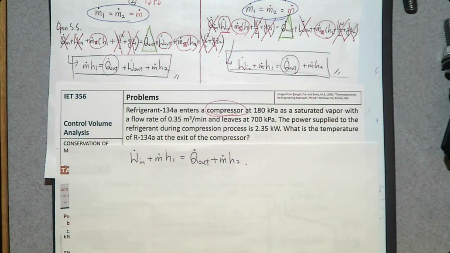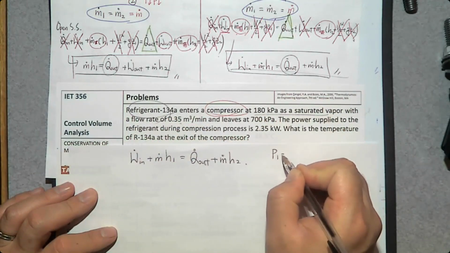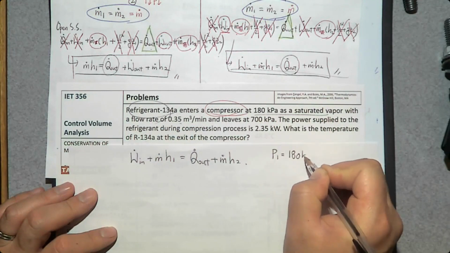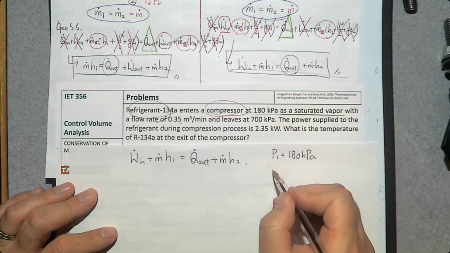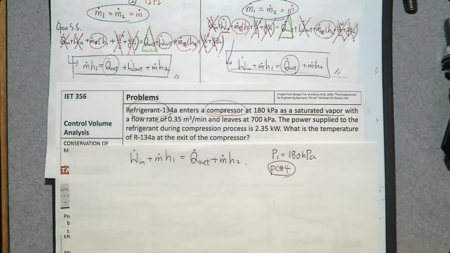And we have R134a. We have the inlet condition. P1 is 180 kilopascal, and it is a saturated vapor, phase change process number 4. That's great, because if you know it is saturated vapor, finding h_g should be super easy, right? Like a piece of cake.